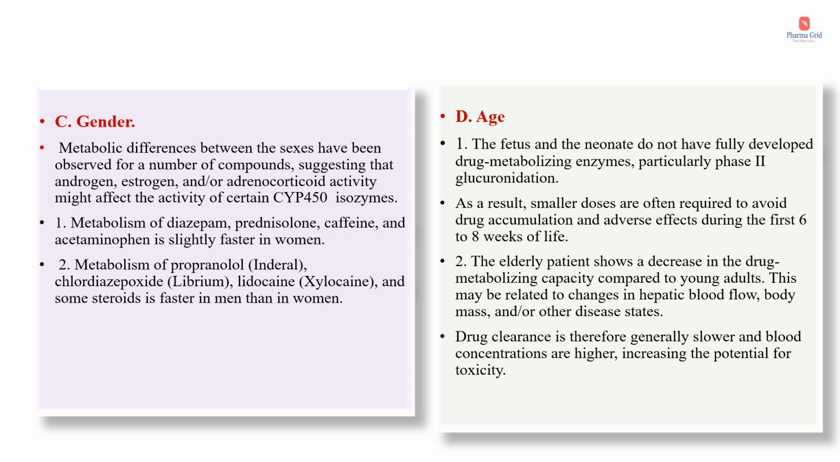Next factor is age. The first point is that the fetus and the neonate do not have fully developed drug metabolizing enzymes, particularly phase 2 glucuronidation. As a result, smaller doses are often required to avoid drug accumulation and adverse effects during the first 6 to 8 weeks of life. Next point is that the elderly patient shows a decrease in the drug metabolizing capacity compared to young adults. This may be due to changes in the hepatic blood flow, body mass, and/or other disease states. Drug clearance is therefore generally slower and blood concentrations are higher, increasing the potential for toxicity. This is how age can affect the metabolism of various drugs.